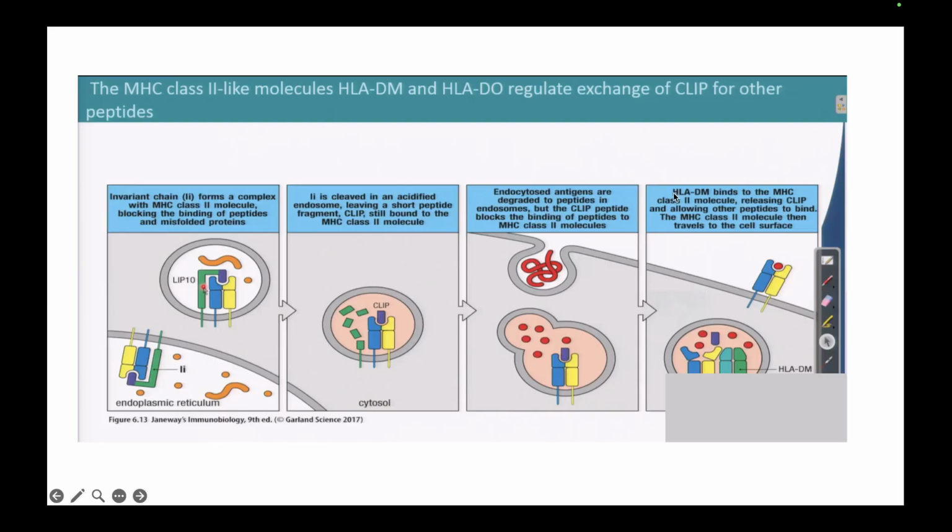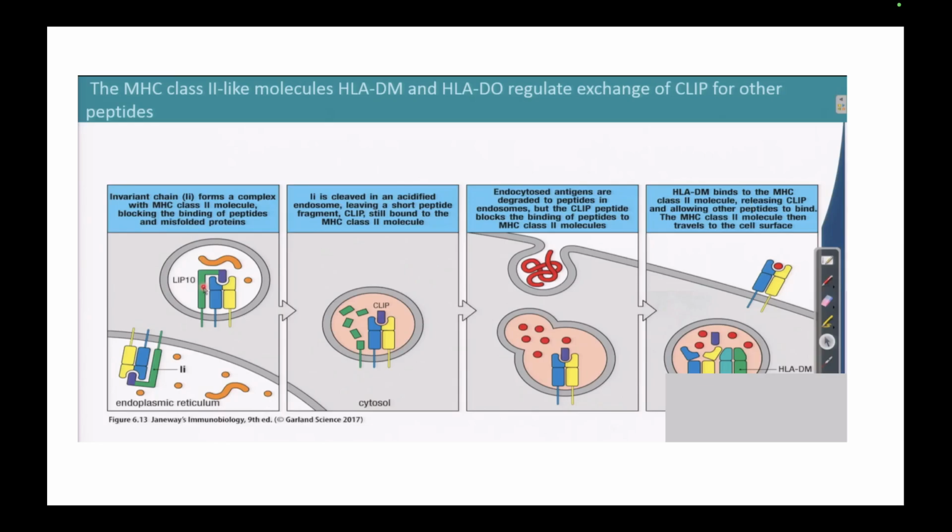Then what happens? In this vesicle, along with the MHC class 2 molecule, there is one more protein which is named HLA-DM. It binds to the class 2 MHC molecule, releasing CLIP and allowing other peptides to bind. The MHC class 2 molecule then travels to the cell surface. So this binding of HLA-DM to the MHC class 2 molecule releases the CLIP and allows other peptides to load on the MHC class 2 molecule.